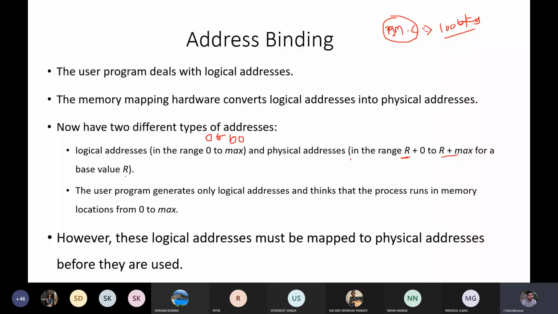So this is the physical address, and that is what is actually stored in the main memory. But as a user, when we are writing a program, we worry only about logical addresses, thinking that the process runs in the memory from 0 to max. However, in the background, the operating system maps logical addresses into physical addresses. Does this make sense? Yes, sir.